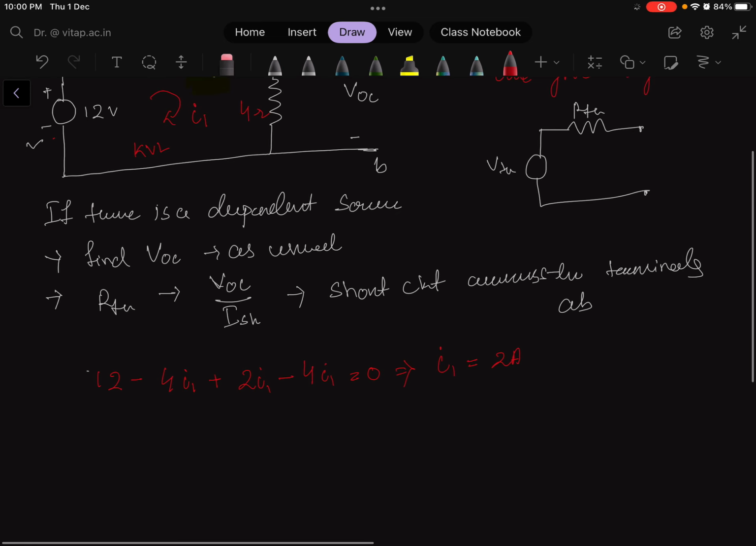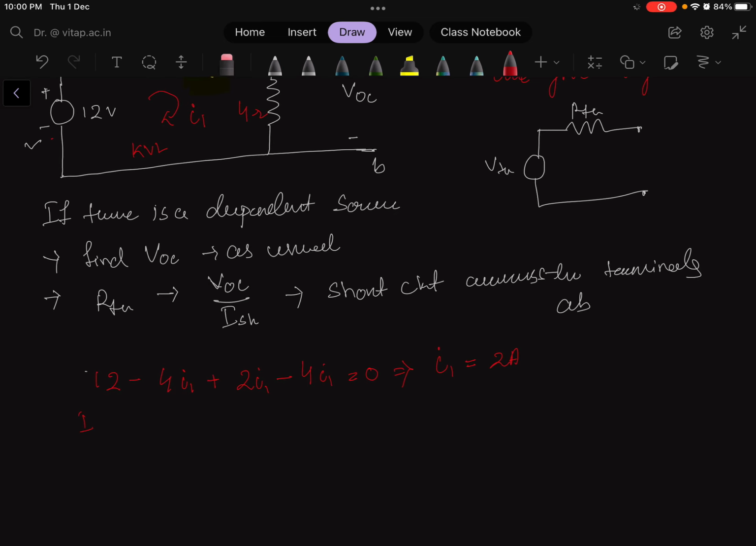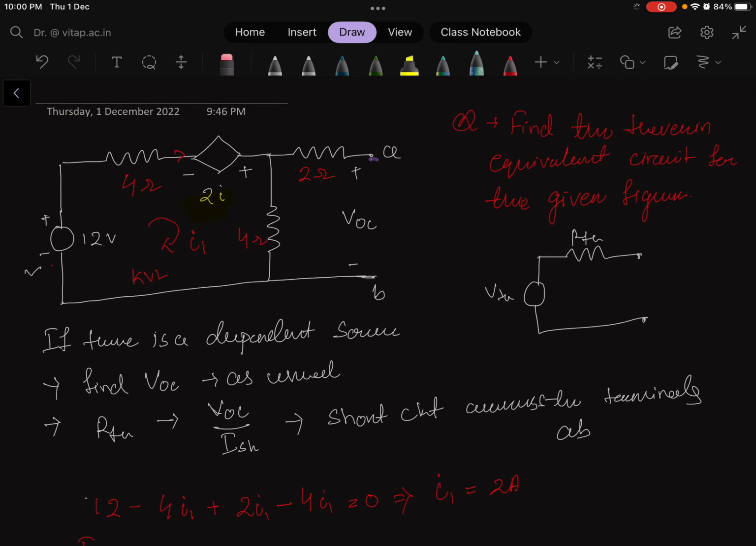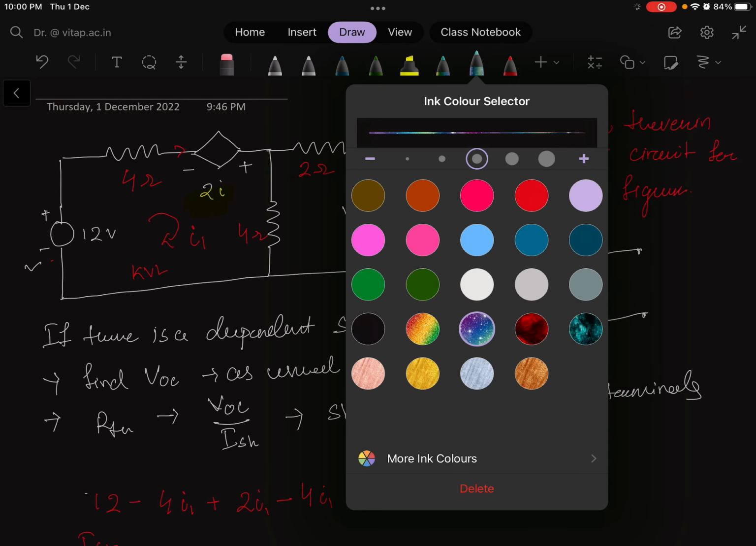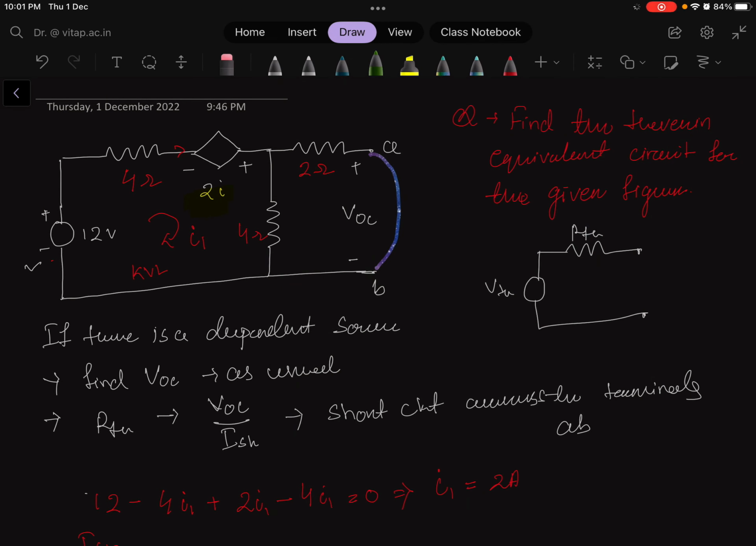Next we have to find the ISH. How do we find the ISH? To find the ISH we have to make this a short circuit, and ISH current will be flowing here. In which direction will it flow? We will consider that it is flowing in this direction, because here the current is flowing from this side and it will get divided here. So, we consider that the current is flowing in this direction.